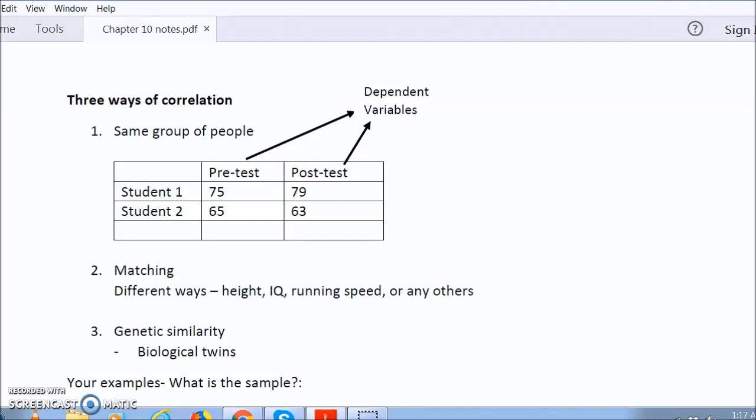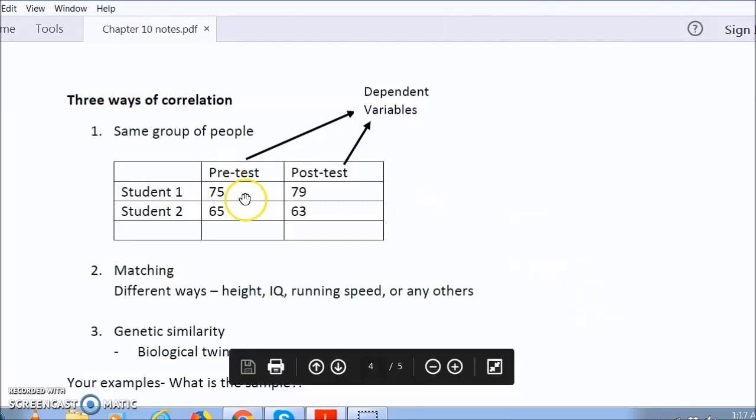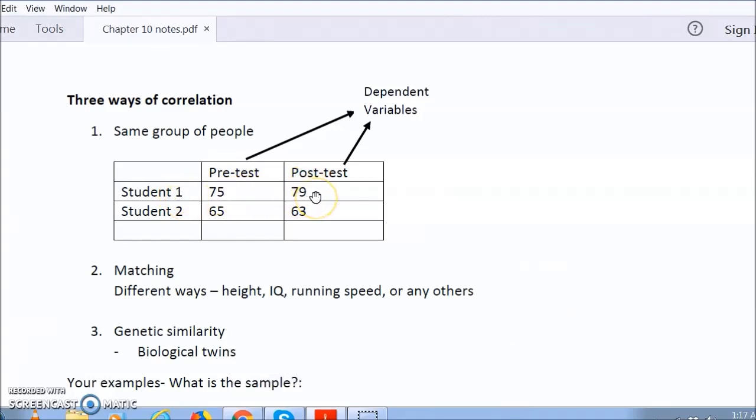Remember how we talked earlier that to do the standard deviation and all the analysis, your data has to be either interval data or ratio data. So that is what is going to be the dependent variable. If you look over here, we have a pre-test and a post-test, with student 1 getting 75 and 79. Students 1, 2, 3 are just my nominal data, and these scores are my dependent data, which is ratio data, where all my statistics will be done.